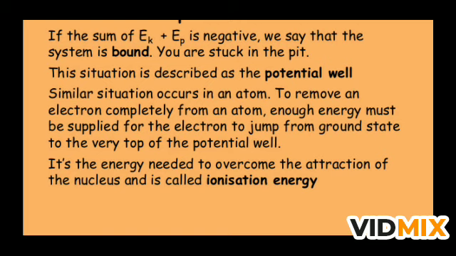To remove an electron completely from an atom, enough energy must be supplied for the electron to jump from the ground state to the very top of the potential well. It is the energy needed to overcome the attraction of the nucleus and is called ionization energy. Ionization energy is the energy given to the electron to go from the ground state to the outside of the atom, that is, the zero energy level. It means when the electron is completely lost, the atom has become an ion, and the energy needed for this is called ionization energy.